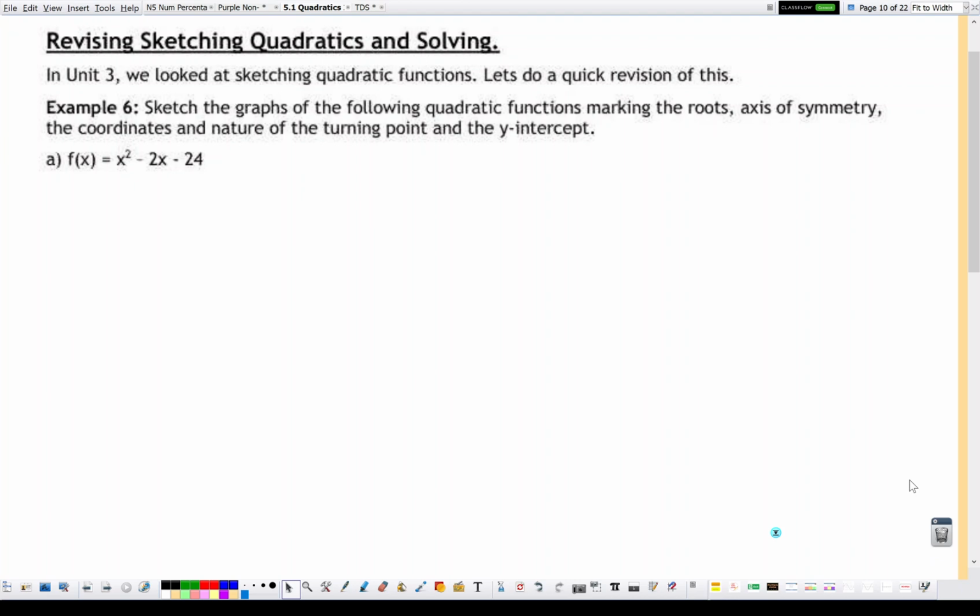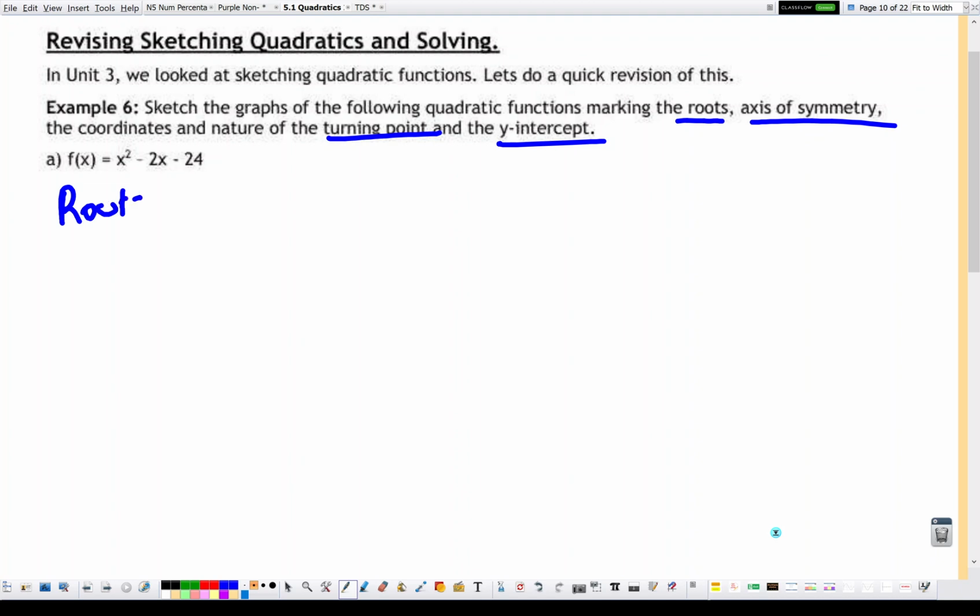So example 6, can you copy down the function f of x equals x squared minus 2x minus 24? And what we need to do is very methodically find each one of these properties: roots, axis of symmetry, coordinates, the nature of the turning point, and y-intercept, and then put it all into a graph. So roots is the first thing to find.